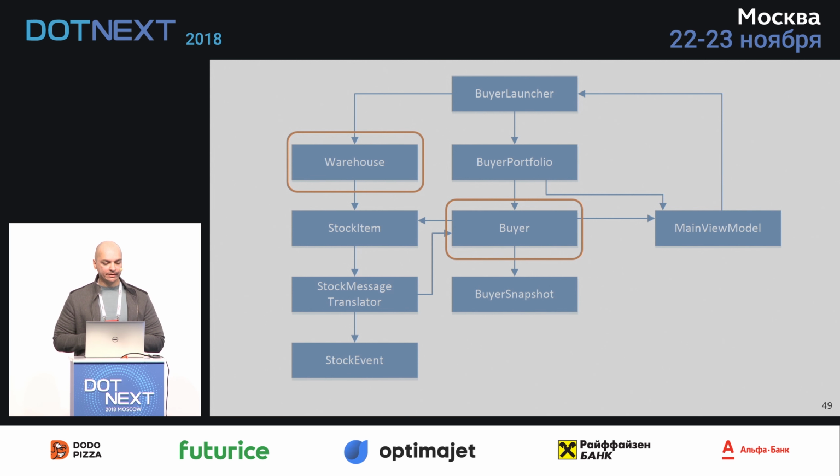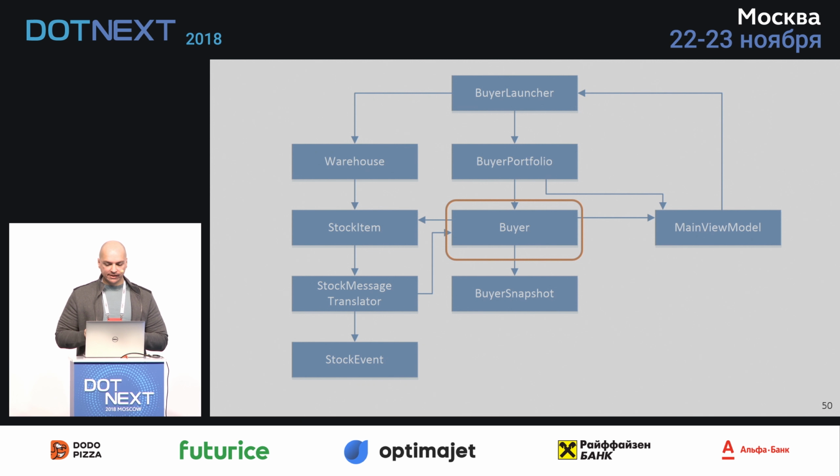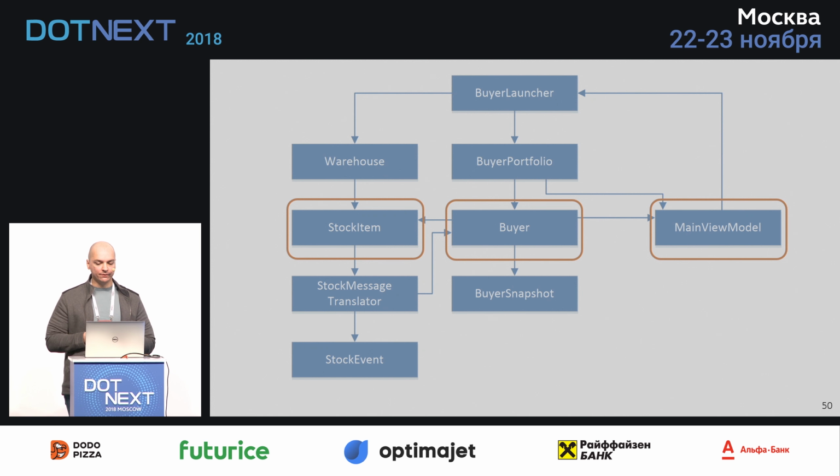The second main class here is warehouse. It's where the information about new auction items comes from. And when this information arrives, this warehouse class calls stack item. This stack item then calls stack message translator, and this translator calls the buyer. So I'm just giving you some overview here. And the buyer itself can call the stack item when it decides to bid on an item, and it also calls this main view model when it updates its internal state.